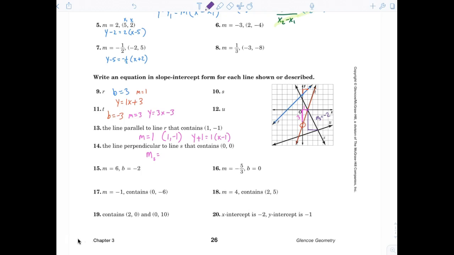Now, we want the slope perpendicular. So the slope perpendicular to that would be what? 1 over 2. 1/2. Right? And what's nice is that the y-intercept is what? 0. So we can just say the equation has to be y equals 1/2 x. I don't think it's showing right here. Let me fix it real quick.